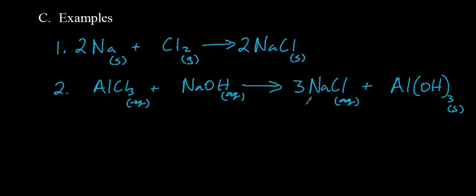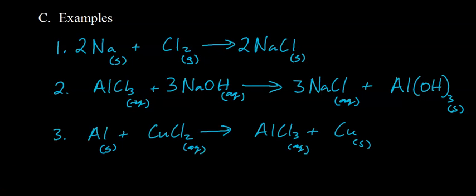So once again, though that fixes chlorine, that messes up sodium. So now we have 3 sodiums on the right. We have to go over to the left and fix that. That fixes sodium and fixes hydroxide at the same time. Notice on the left side, we now have 3 hydroxides, and we already had 3 hydroxides on the right. So the coefficients of this equation are 1, 3, 3, 1. Let's take a look at another example.